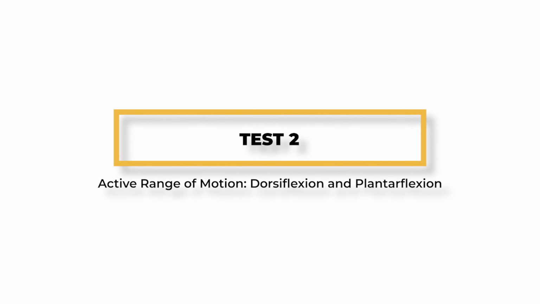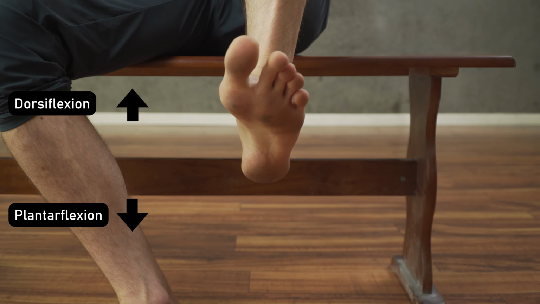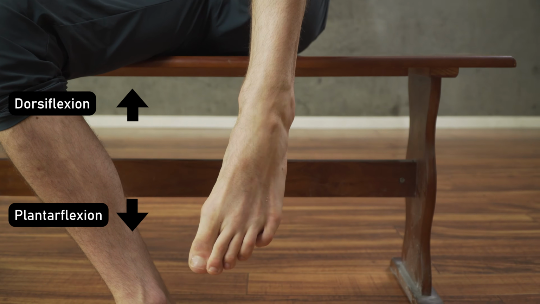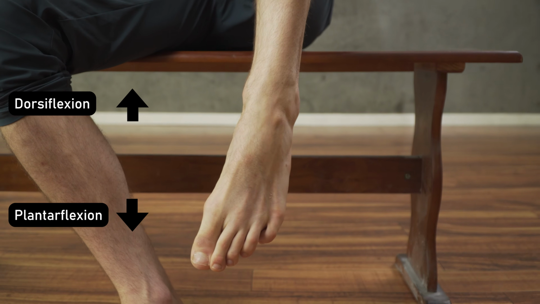This will involve moving the affected or injured ankle through active dorsiflexion, or pulling the foot and toes up towards the shin, and plantar flexion, or pointing the foot or toes down like a beautiful ballerina. Note, if you have pain on the outside of your ankle with plantar flexion, use caution with the next test.